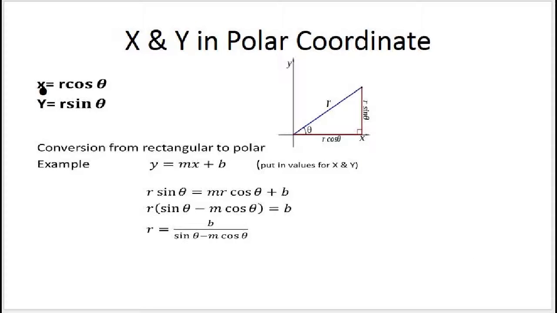To get a better understanding of x and y in polar coordinates, if you take the rectangular coordinate and try to get the value of x and y, you will get r sine theta for y and r cosine theta for x. As an example, we take the equation y equals mx plus b and substitute the values of r sine theta and r cosine theta, and we end up with r equals b over sine theta minus m cosine theta.